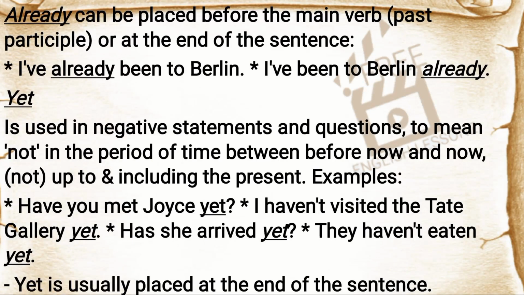Already can be placed before the main verb, the past participle, or at the end of the sentence. I've already been to Berlin. I've been to Berlin already. Yet is used in negative statements and questions, to mean not in the period of time between before now and now, not up to and including the present. Examples: Have you met Joyce yet? I haven't visited the Tate Gallery yet. Has she arrived yet? They haven't eaten yet. Yet is usually placed at the end of the sentence.